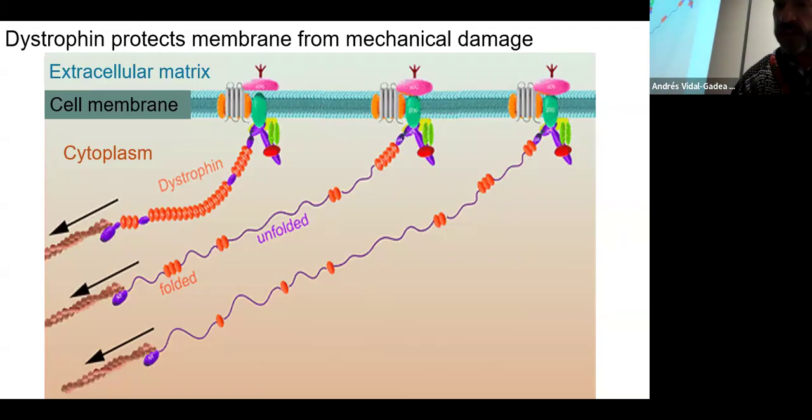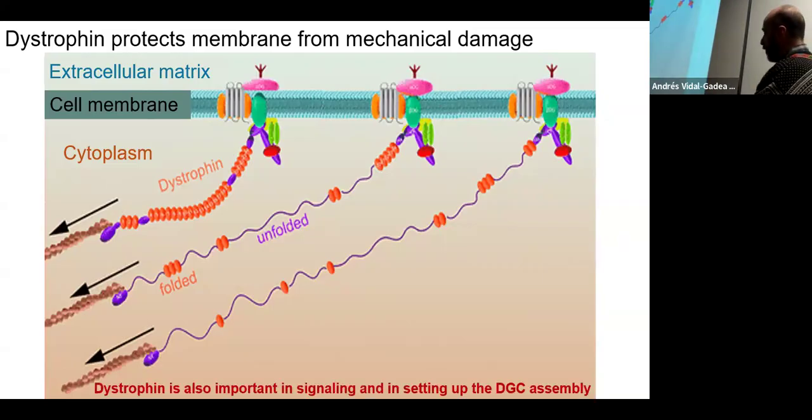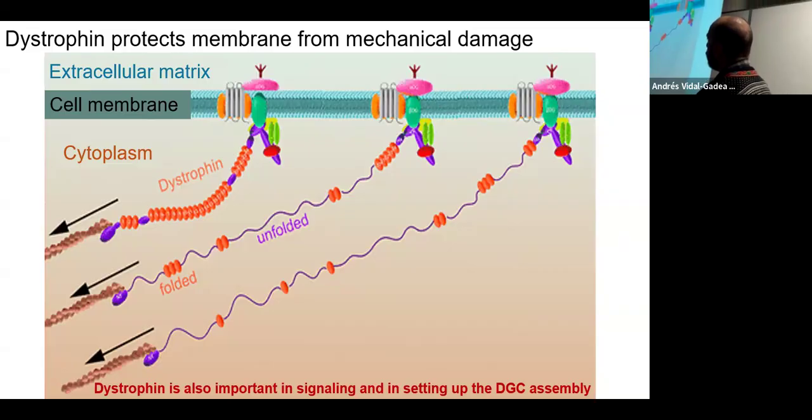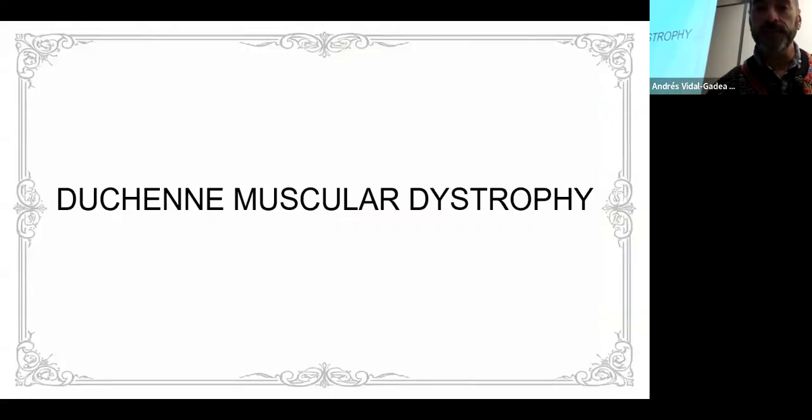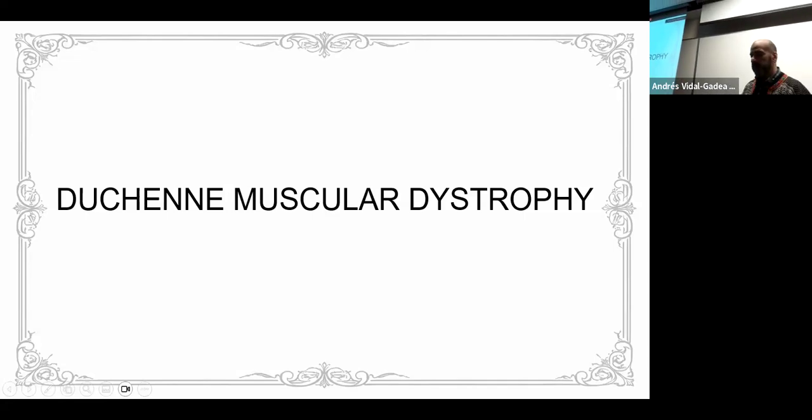In addition to this force, dystrophin also plays an important role, turns out, as a signaling molecule. And a lot of the players here use dystrophin to find their way to where they need to be. A lot of ion channels also need to go there. And so it's not just structural, the role of dystrophin, but also functional. So that is how muscles are set up.